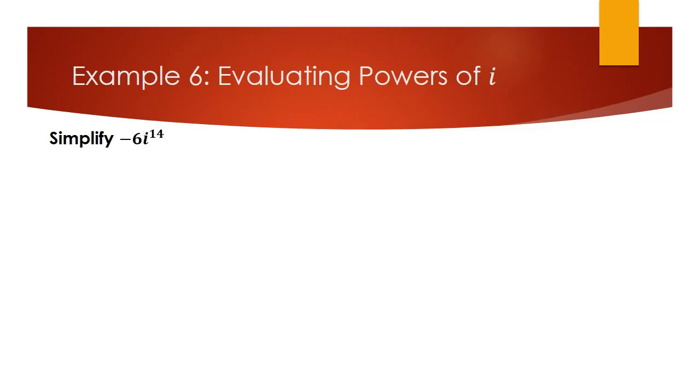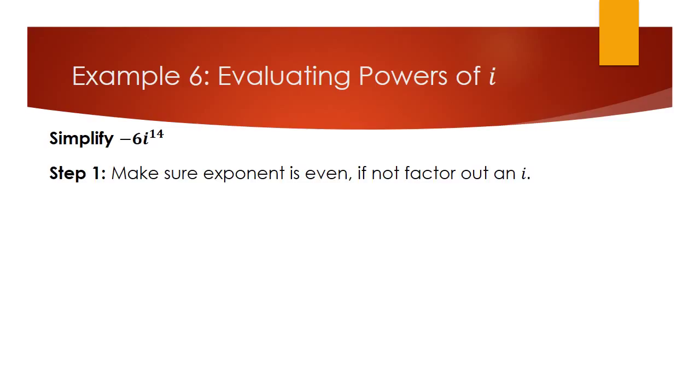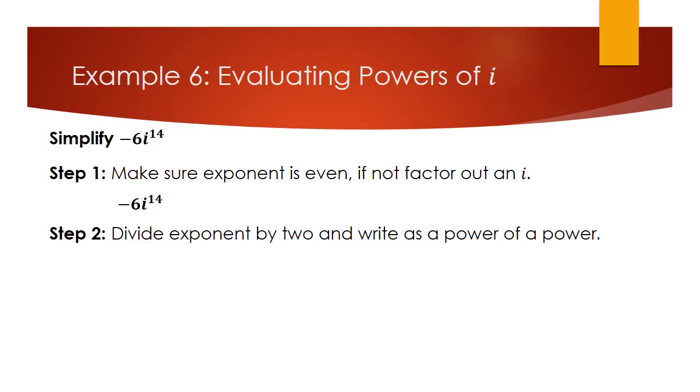All right, so we're going to evaluate the powers of i. We're going to simplify -6i to the 14th. First step, make sure the exponent is even. If not, factor out one of the i's. 14 is an even power, so we are good. Divide the exponent by 2 and write as a power of a power. This is why we need to make sure it's even. The exponent is 14, we divide it by 2, we get 7. So I'm going to leave i squared inside the parentheses, and then I'm going to have 7 on the outside, power to a power.